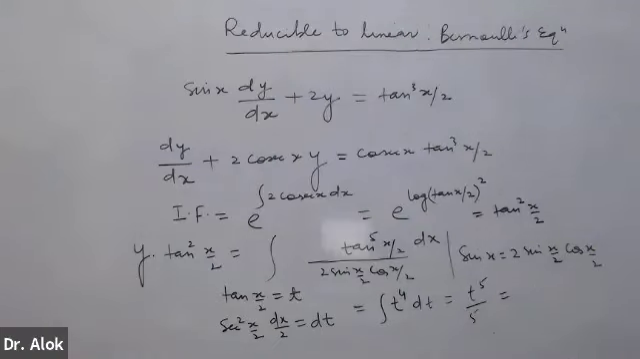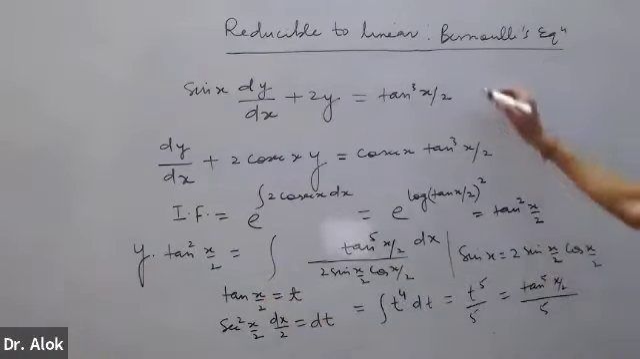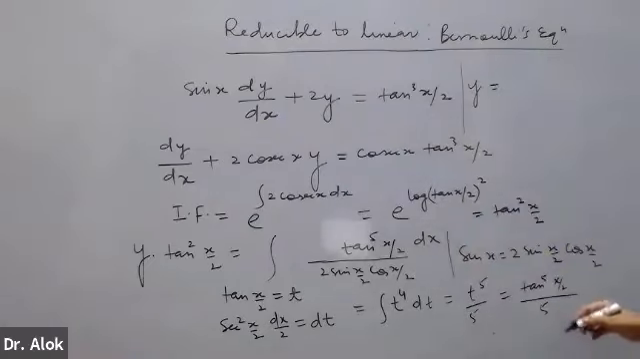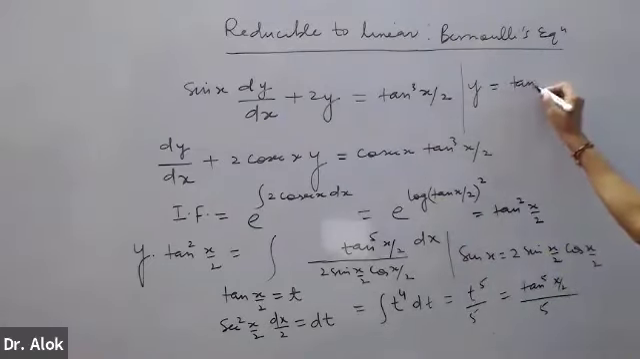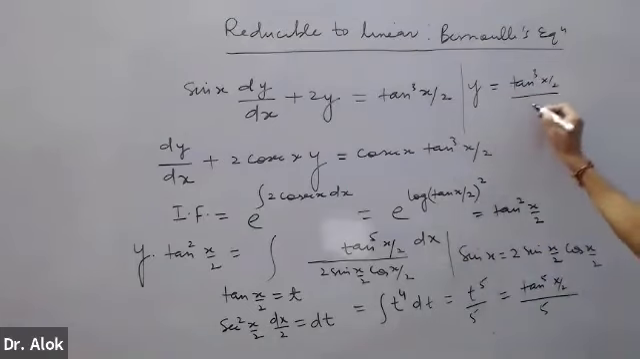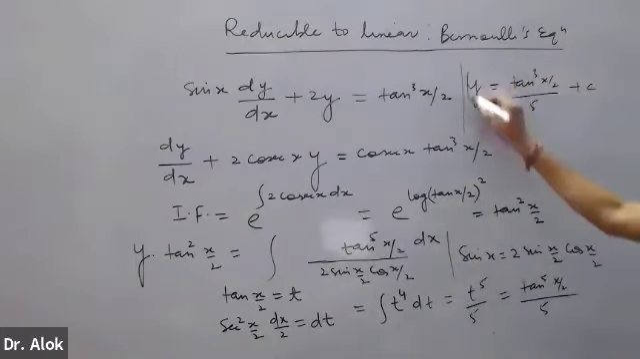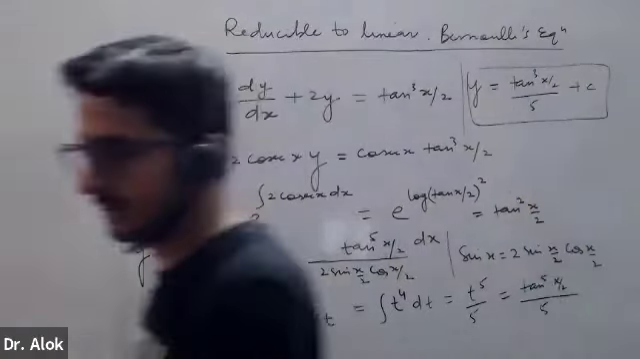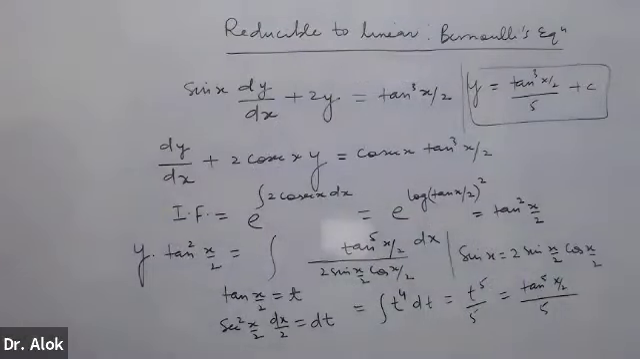Which can be written as, what was t? Tan to the power 5x by 2 upon 5. So if you write this thing, it will become y is equal to tan to the power 5x by 2 by 5 plus c. So this will be the answer of this linear equation. Okay?